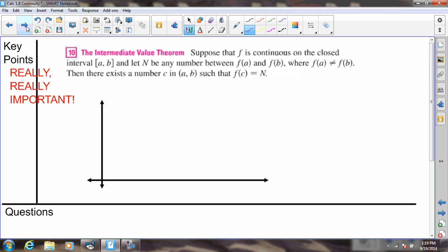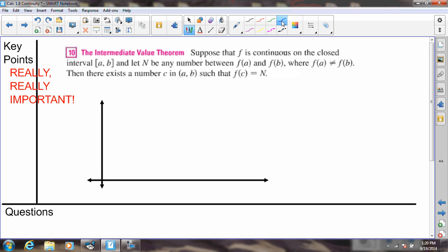Finally, the last thing that we have today, the intermediate value theorem. Suppose that a function is continuous on the closed interval from a to b, and let n be some number between f of a and f of b, but f of a is not equal to f of b. Then there will exist some number c in the interval from a to b such that f of c equals n. And you stop and say, what?